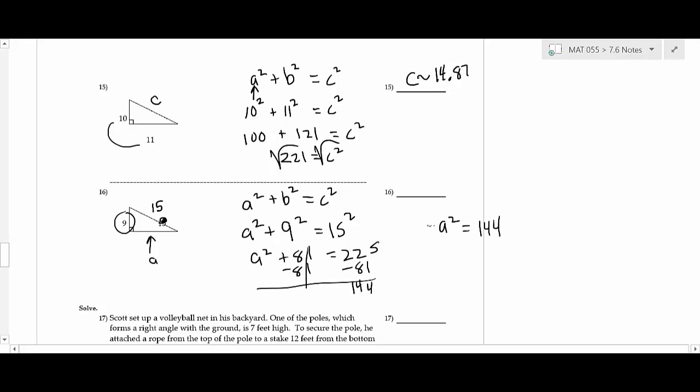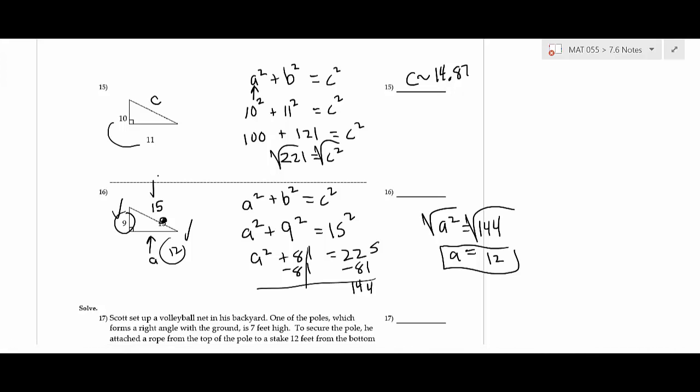Now you square root that, and that is 12. If you didn't know that, you would get a equals 12 on your calculator. Whenever these numbers turn out to be whole numbers, we call that a Pythagorean triple. If you take trigonometry in a future semester, you work a whole lot with right triangles. You use the Pythagorean Theorem like crazy in trigonometry.